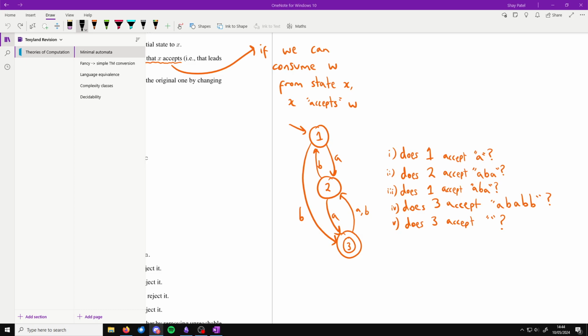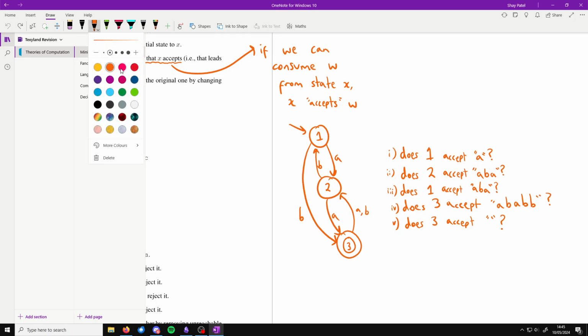Right, Fred has posted some answers. Okay, let's see. So, does 1 accept A? If we take an A here, we go to 2. So 1 does accept A. No, sorry. No, 2 is not an accept state, so 1 does not accept A. Yeah, you guys are right. Okay, so 1 does not accept A.